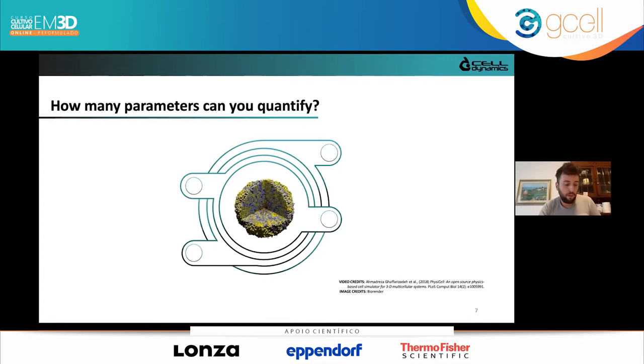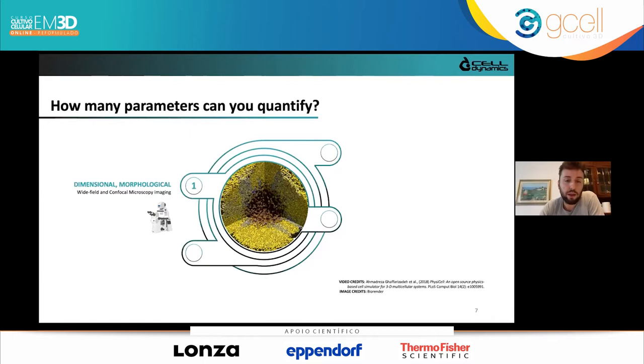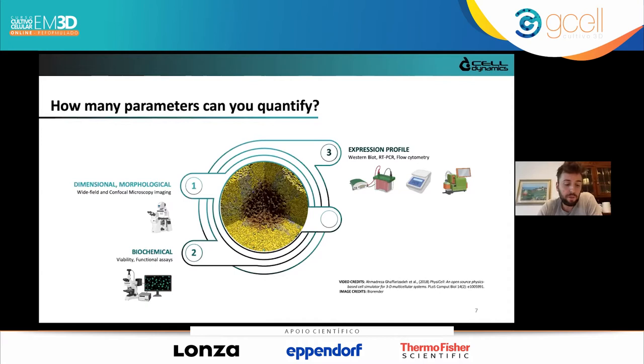So when we work on 3D spheroids, and most of the audience today is working with 3D cell culture, we can measure a lot of parameters. For example, we can measure the dimension and the morphology with microscopic imaging techniques. We can also measure biochemicals, so viability with functional assays. We can also quantify the expression profile with different methods, okay? But so far there isn't a rapid and easy way to quantify the physical parameters of your cell culture, and weight is going to answer this claim.